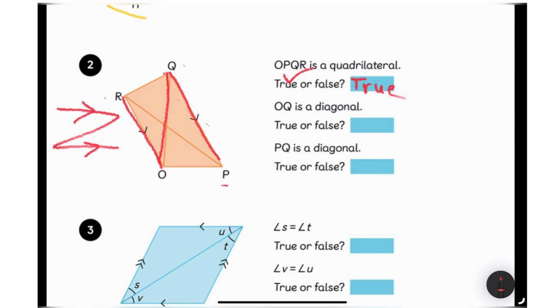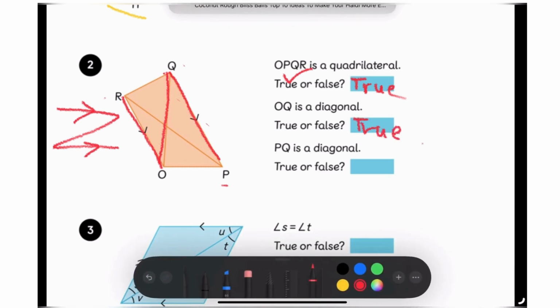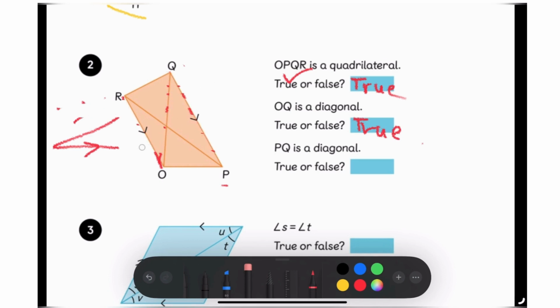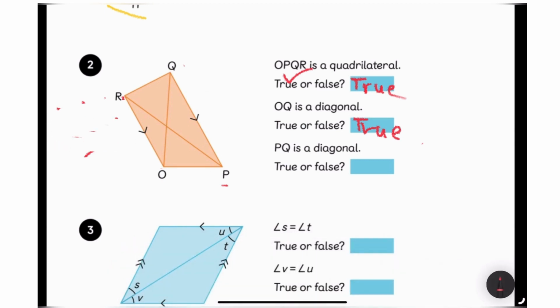Let's look at the next question. In the next question, they are asking, PQ is a diagonal. Is it a diagonal or not? Let's look at that. So, if we see here, my PQ, isn't it? It is absolutely at the side. Is it crossing anywhere? No. Therefore, PQ is not a diagonal and therefore I will write it as false. Okay. Let's go to the last example.